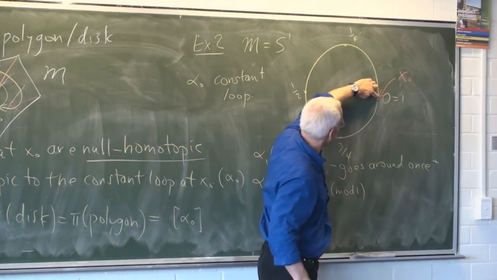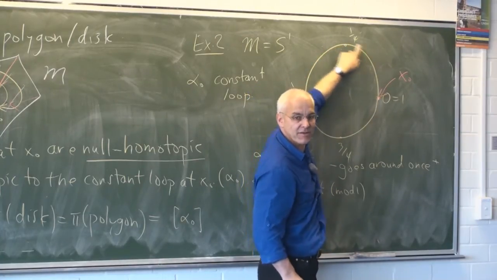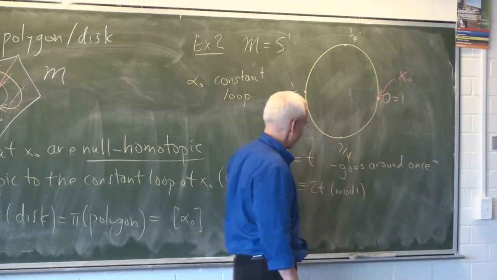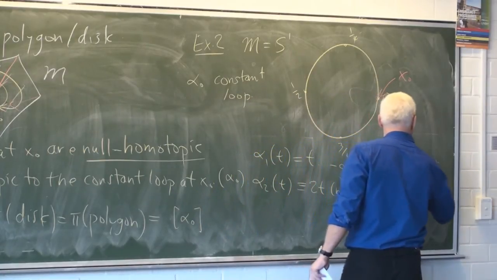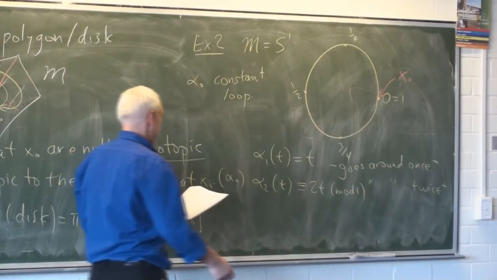So 2t at t equals half would be there, and at t equals 1 it would be back, so it's gone around twice. Goes around twice. Okay, well I guess you can see the pattern.